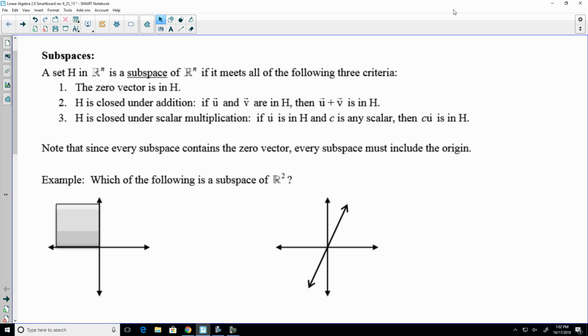Okay, we call that closure. So the operation doesn't send a vector outside of the space that you're already in. And H is closed under scalar multiplication. So if you scale a vector in H, then the scaled vector has to still be in H. Both of those are called closure: closure under addition and closure under scalar multiplication.